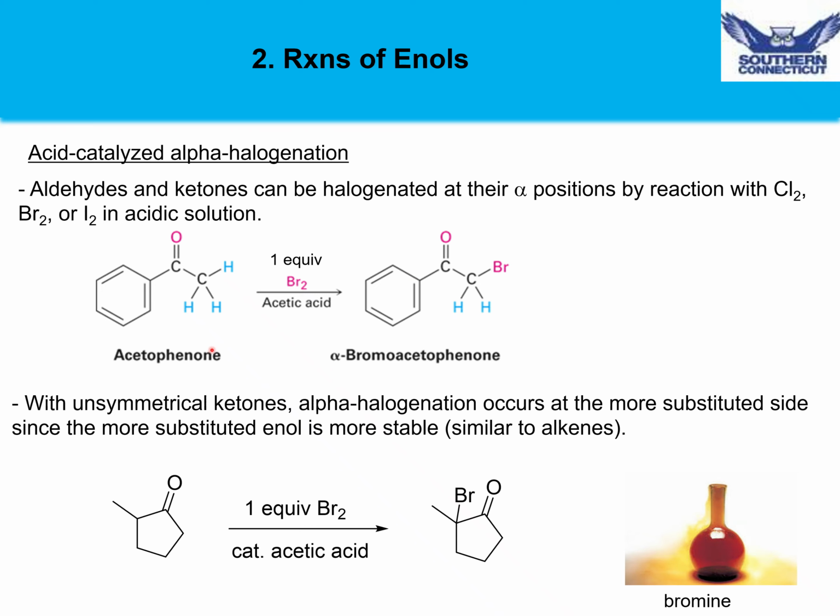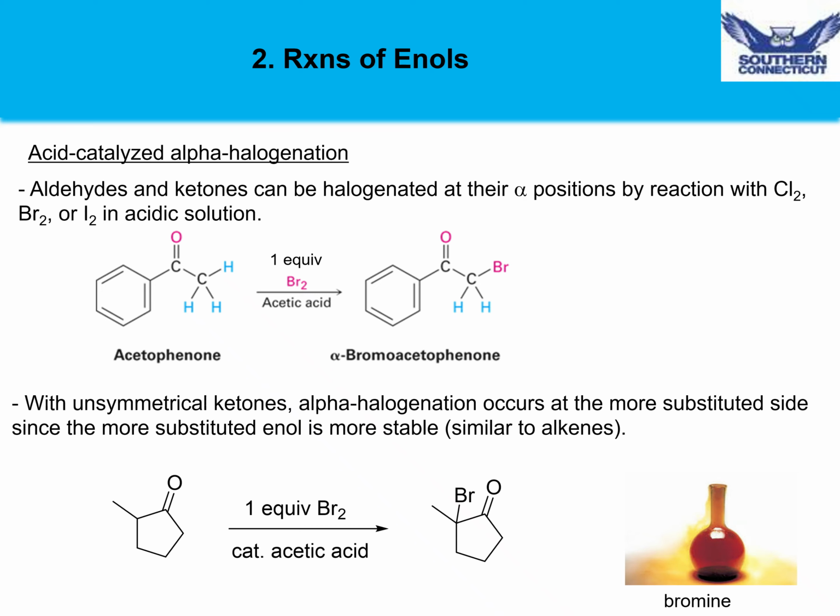If we have an unsymmetrical ketone, the alpha halogenation can occur at one of two locations, and generally we will get the substitution at the more substituted side of the ketone, since that is where the more substituted enol will form, and more substituted enols are generally more stable than less substituted enols. This is similar to what we see with alkenes. So you can think of an enol similar to an alkene.